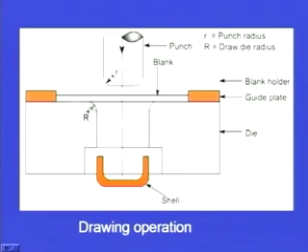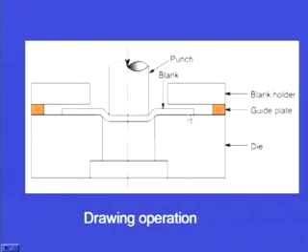Why is that radius provided? We will see. Whatever we are seeing here in the diagram, we will try to summarize in the form of simple English sentences, so that you can remember the basic operation of drawing. Here we see there is a counter board portion also. Why is that counter board portion there? This we will see in the subsequent slides.